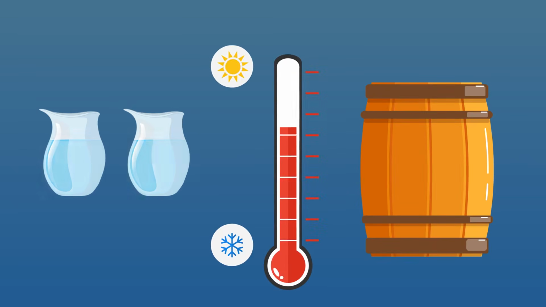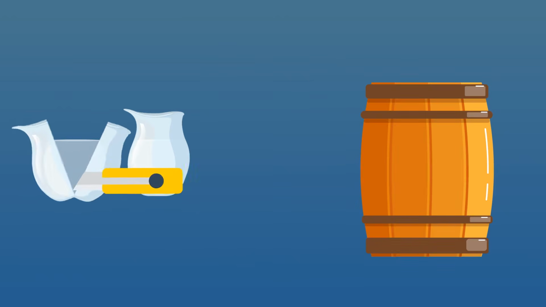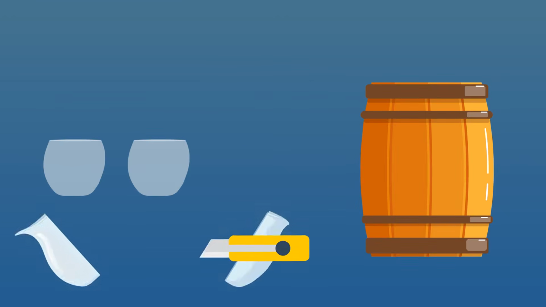You can do it by freezing the water in one or both jugs and then cutting the plastic away, leaving only the ice. After that, you can put the chunks of ice into the barrel. This way, you'll be able to tell which water comes from which jug.